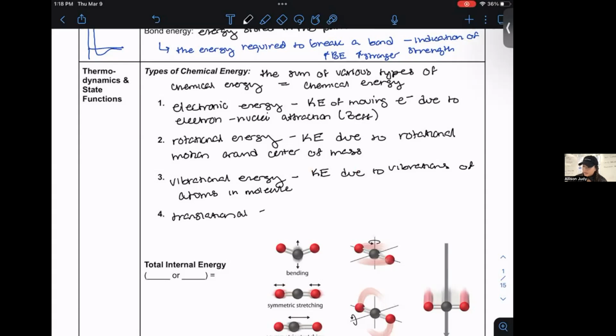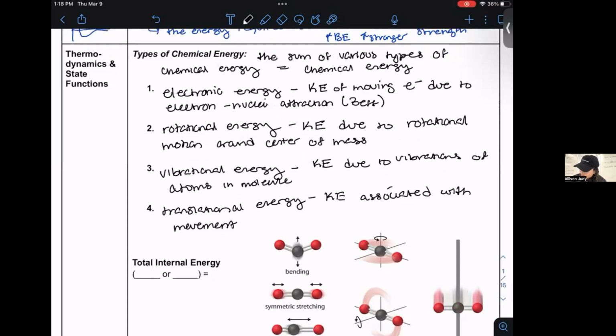Translational energy is the kinetic energy associated with movement of gas molecules. So translational is literally the movement of molecules side to side.